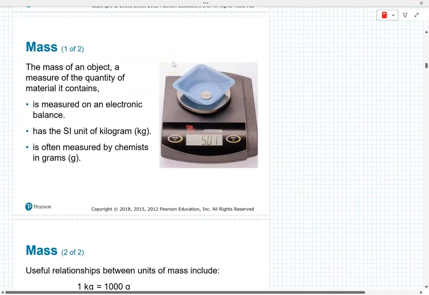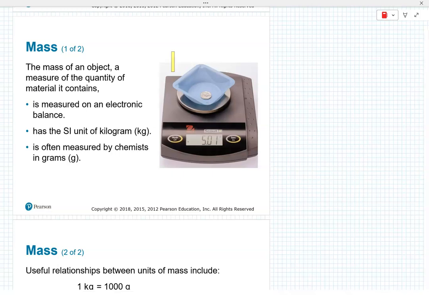Mass. Quantity of material. Okay. So the SI unit is the kilogram. In chemistry, we rarely work with kilograms. We work with grams. So that is our unit.